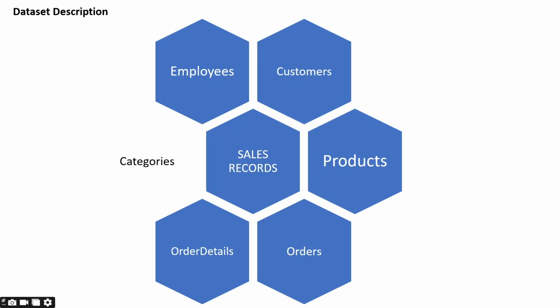We have categories. This is a table that categorizes the products. We have employees. This is another table that contains the information of the staff who have been managing the orders placed by customers. So in summary, in our dataset, we have 6 tables: 1 customers, 2 products, 3 orders, 4 order details, 5 categories, and 6 employees.